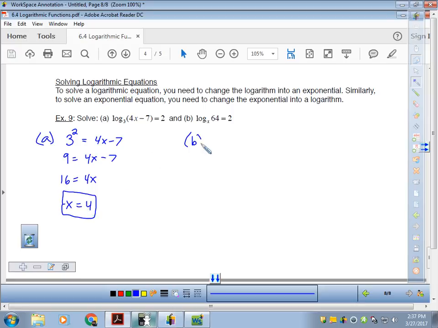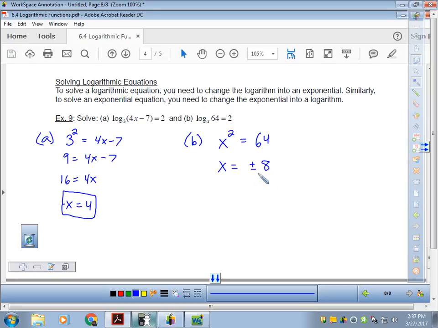Alright, letter B here. We got log base x of 64 equals 2. So we're going to rewrite it as an exponential. My base number is x. My exponent is 2. And it equals 64. So we have x squared equals 64. To solve this, we would take the square root. And so we would get x equals plus or minus 8.